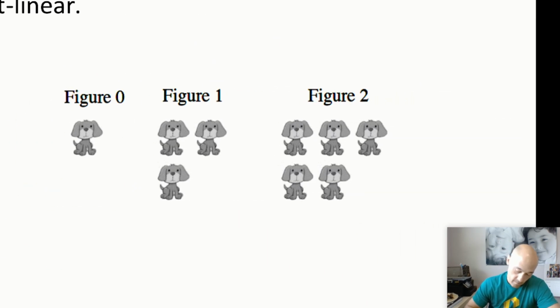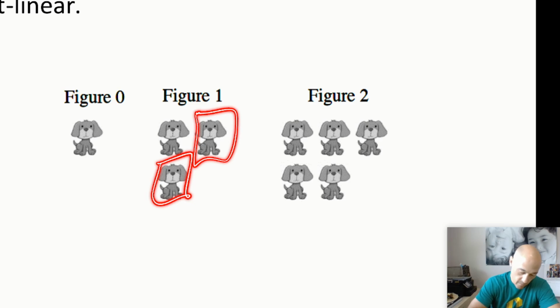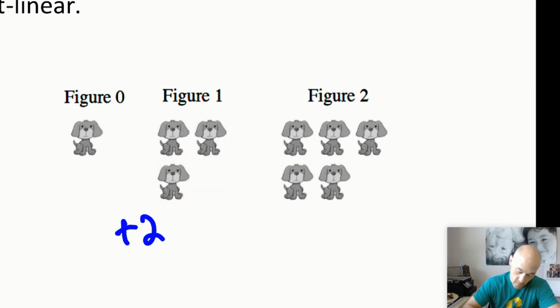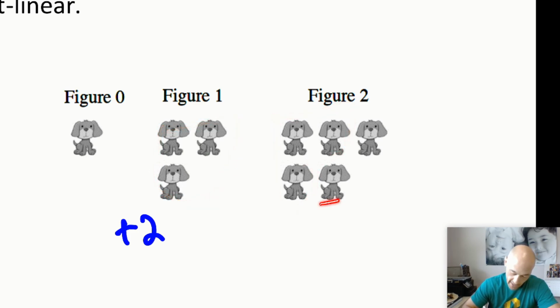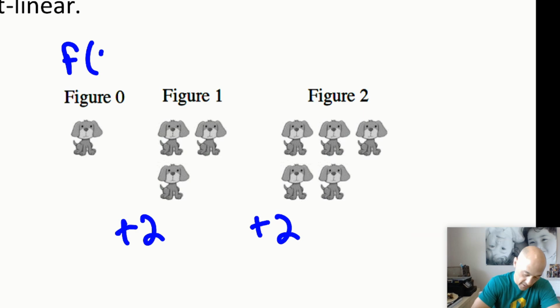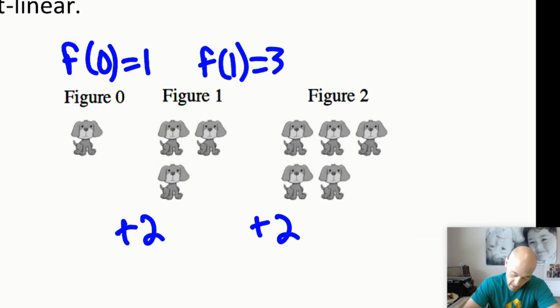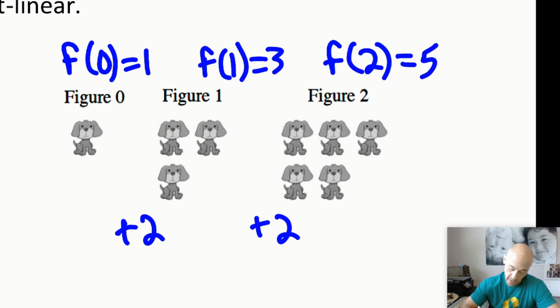Over here, we start out with 1, and then it looks like we add these 2. So we add 2. And then here are the 3 right there. And then we add those 2. So that also appears to be linear. So figure 0 has 1, figure 1 has 3, figure 2 has 5. So that is also linear.